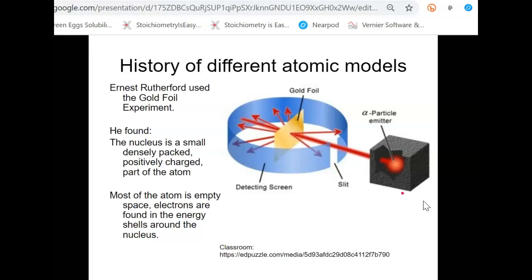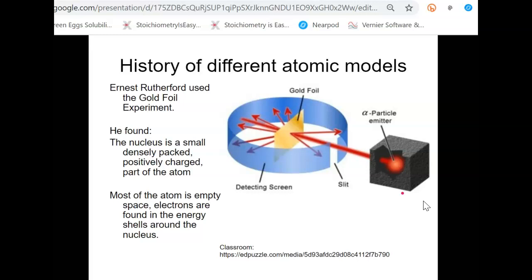And so we have an alpha particle emitter, and it was shot. An alpha particle is, by the way, positively charged. So it was shot through a very, very thin piece of gold foil towards a piece of photographic negative material that was called the detecting screen. And what he expected to see is that his charged particles would pass right through the very, very thin gold foil. You might ask, well, how thin was that? Well, it's about 6 atoms thick, so it was really, really thin.